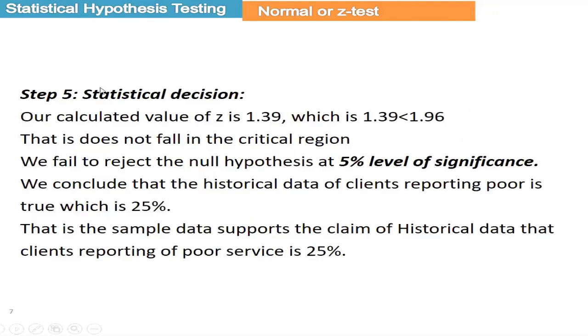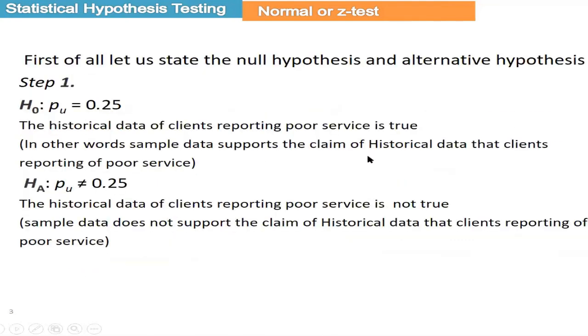We got the calculated value of Z as 1.39, which is less than 1.96. That is, it does not fall in the critical region. So at 5% level of significance, our calculated value does not fall in the critical region, and we fail to reject the null hypothesis. We accept the null hypothesis that we formulated. Can you remember 0.25? The historical claim of poor service is true, that is, our sample data support the claim of the historical data.